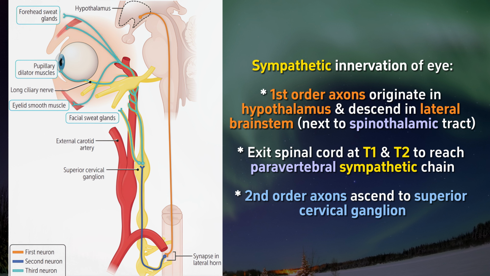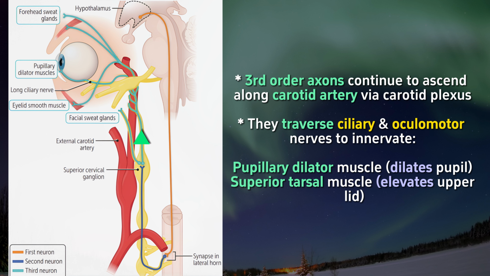Sympathetic innervation of the eye follows a complex pathway. First-order axons originate in the hypothalamus and descend in the lateral brainstem next to the spinothalamic tract. They exit the spinal cord at T1 and T2 to reach the paravertebral sympathetic chain. Second-order axons ascend to the superior cervical ganglion. Third-order axons then continue to ascend along the carotid artery via the carotid plexus. They then traverse the ciliary and oculomotor nerves to innervate the pupillary dilator muscle, which dilates the pupil, and the superior tarsal muscle, which elevates the upper lid.